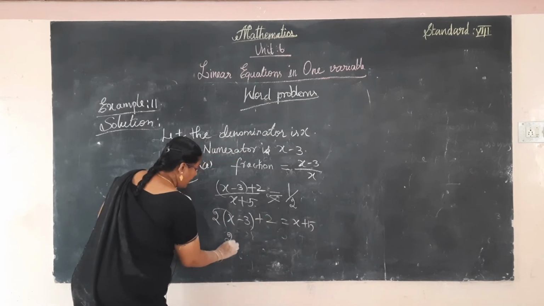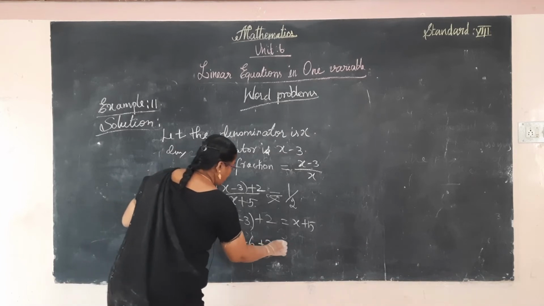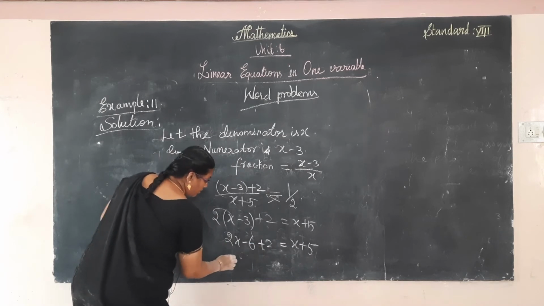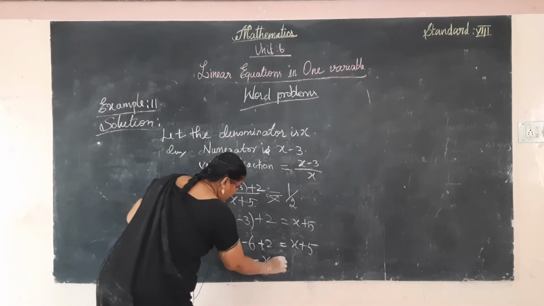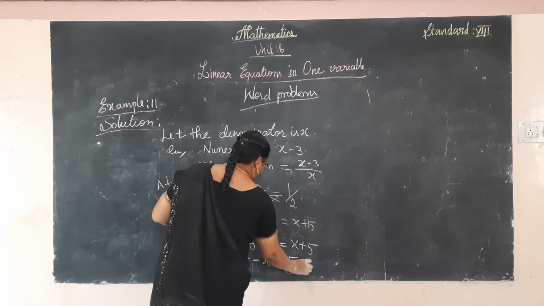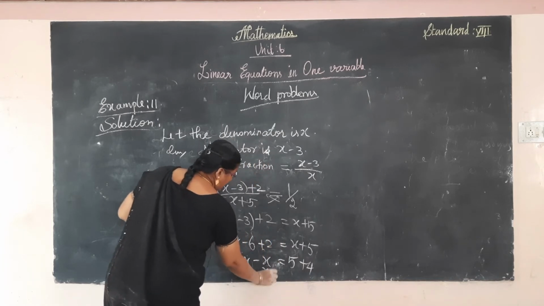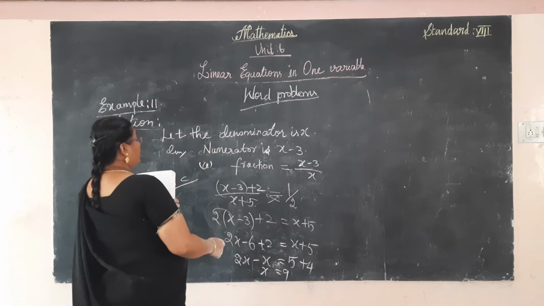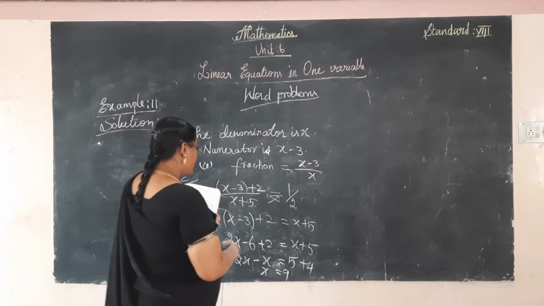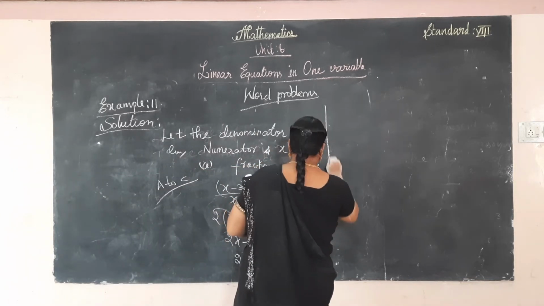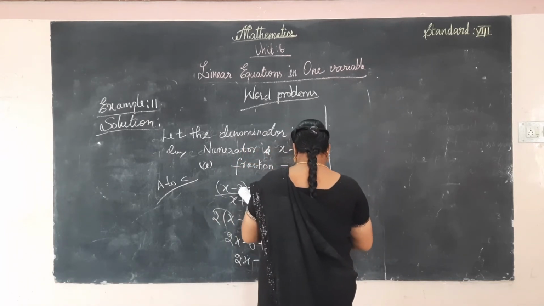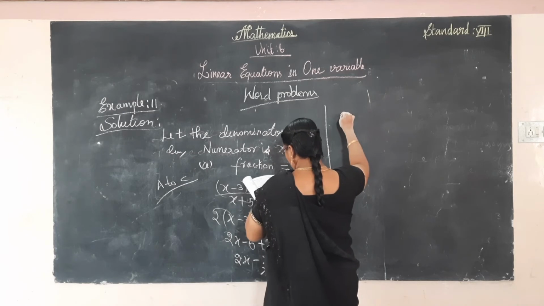So 2x minus 6 plus 2 is equal to x plus 5. Simplify the variables: 2x minus x is equal to 5. Here minus 6 plus 2 is minus 4. Minus 4 comes to the other side as plus 4. So x is equal to 9. The denominator value was 9. Now find the numerator.